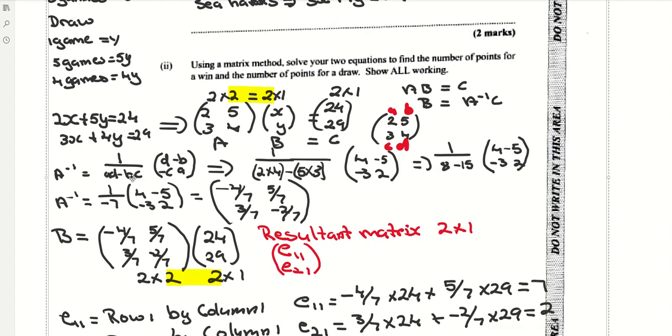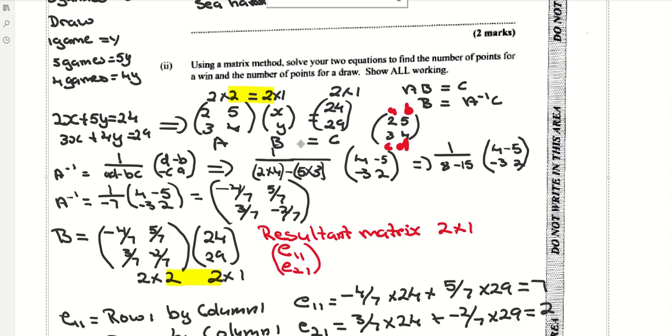1 over AD minus BC, which is the determinant of A, multiplied by the adjoint, where you interchange the position of A and the position of D, and you multiply B and C by negative 1. So that is 1 over AD minus BC, times D, minus B, minus C, A. What you need to recognize is 2, 5, 3, 4: 2 is A, 5 is B, 3 is C, and D is 4.